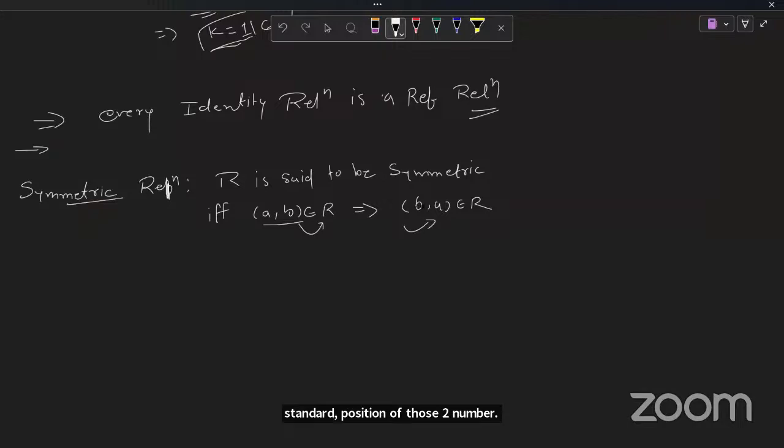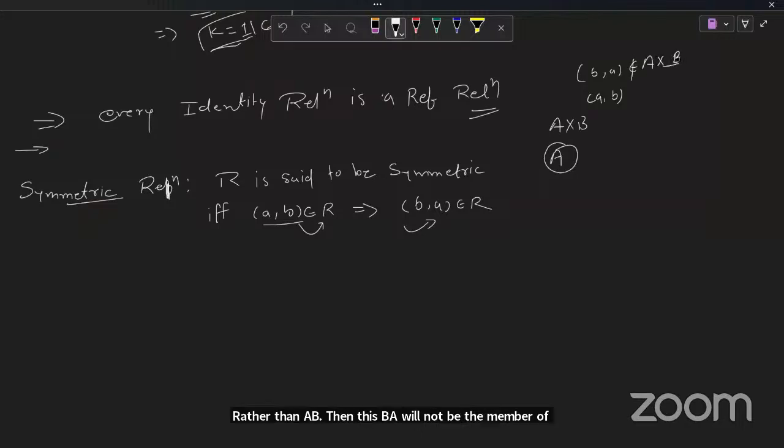Why can we change this? Why can we change both positions? Because I am defining this relation on a set A only. If I define this on A cross B, then if I see (b, a) rather than (a, b), this (b, a) will not be a member of A cross B. You have to remember, if a and b are not equal to each other. We can do this kind of thing because we are defining this relation only on one set.